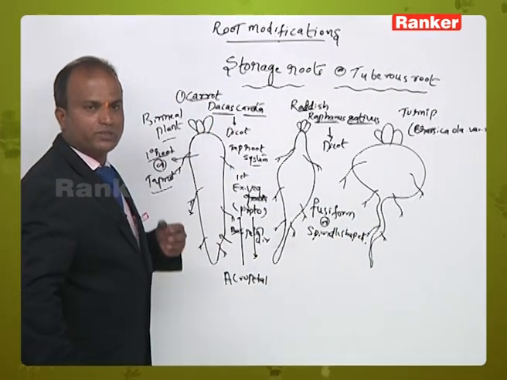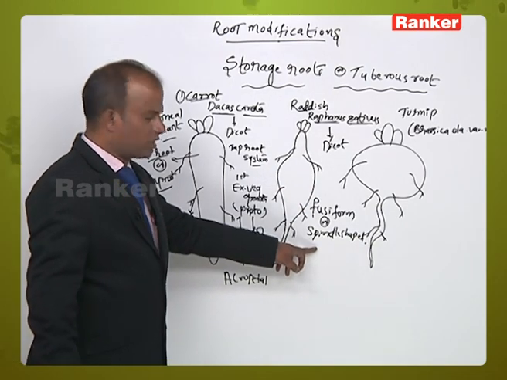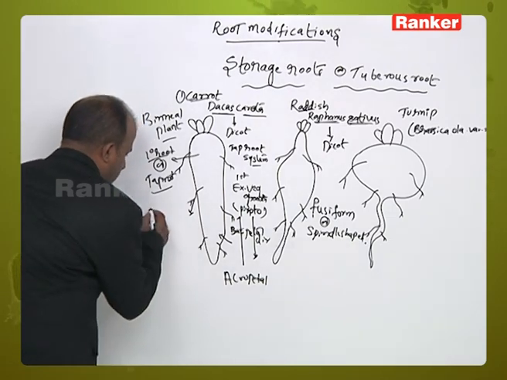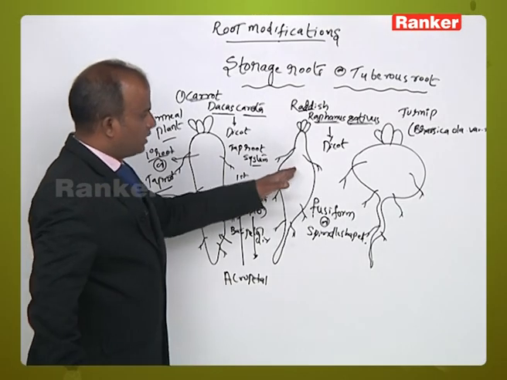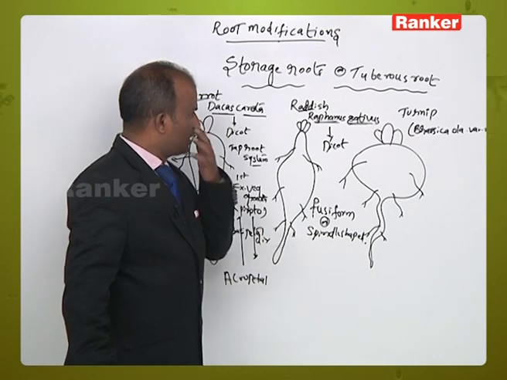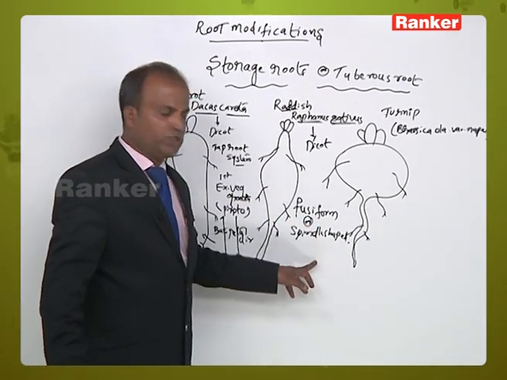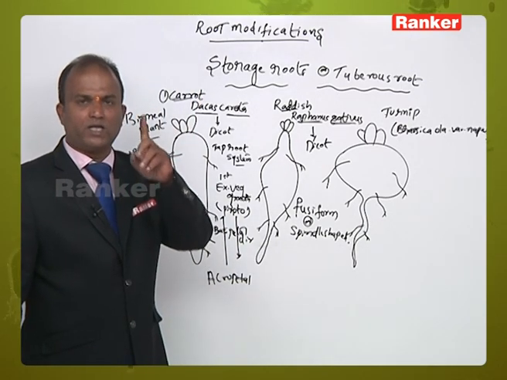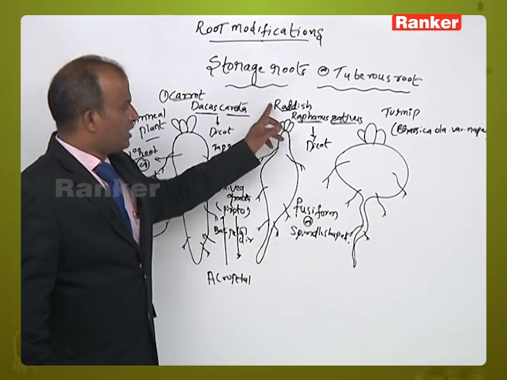Spindle shaped. Whereas radish shows a fusiform or spindle shape, carrot attains which shape due to the storage of food materials? It shows a conical shape. But in Raphanus sativus, that is radish, due to the storage of food material it attains a fusiform or spindle shape. Here also, one radish plant is equal to one radish only.